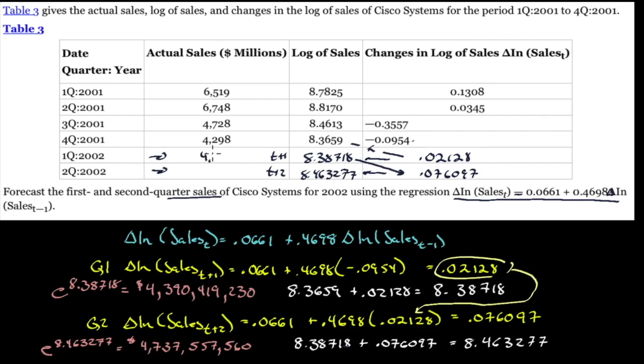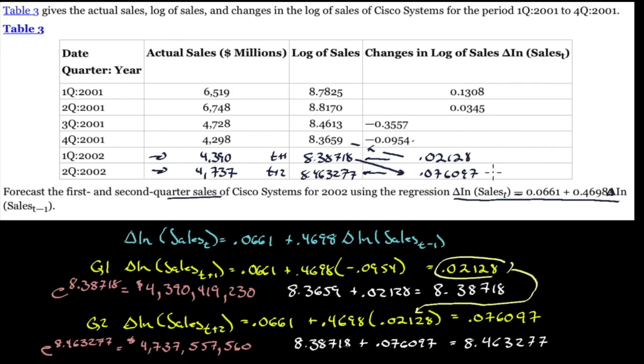We get 4,390, and here we just raise e to the power of this value, gives us 4,737. So I think that's fairly easy. All we did was we just forecasted the period ahead, the t plus 1 change in log of sales by using the lagged value.